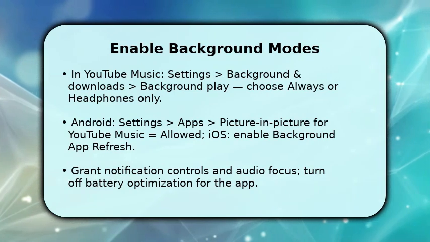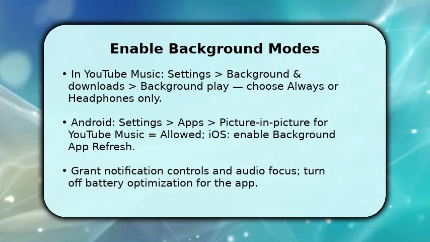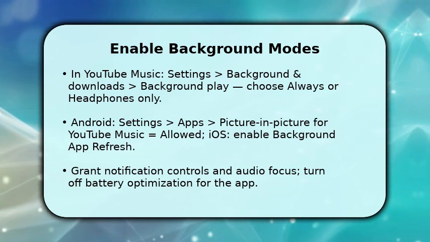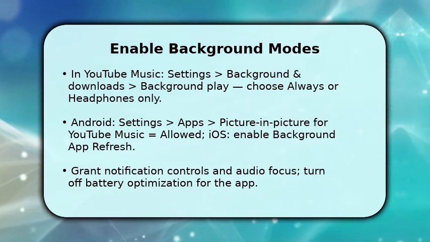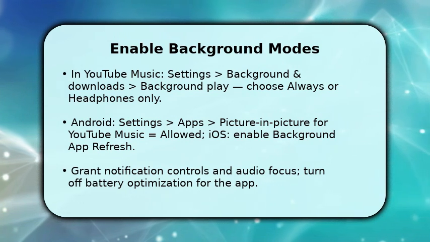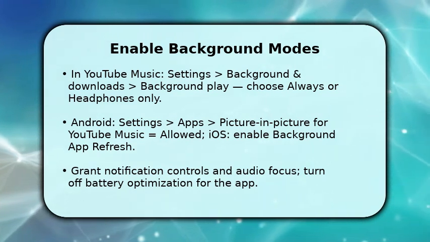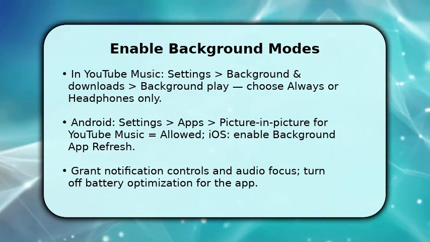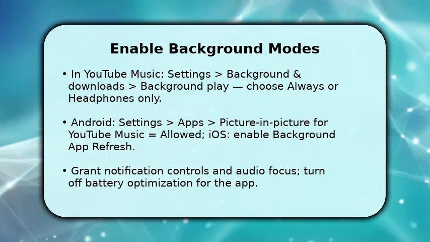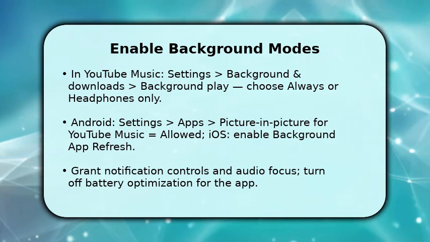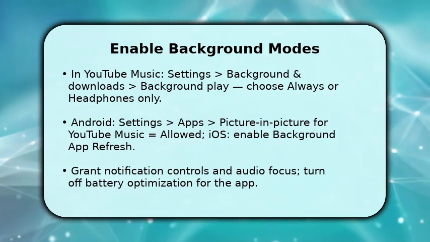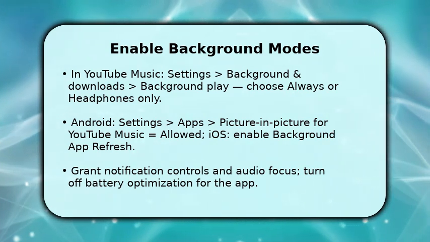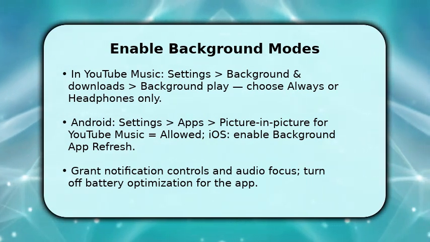Next, you enable the app's background mode. Open YouTube Music settings and set background play to always or headphones only depending on preference. On Android, go to System App Settings and allow picture-in-picture for YouTube Music so you can float or continue audio when switching apps. On iOS, make sure background app refresh is on for YouTube Music and that Control Center audio controls appear. Also exclude the app from battery optimization or low power restrictions so the system doesn't stop playback.